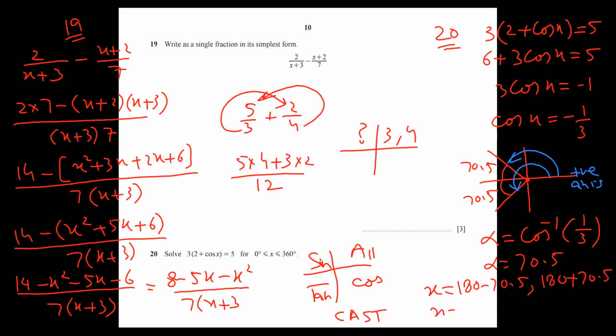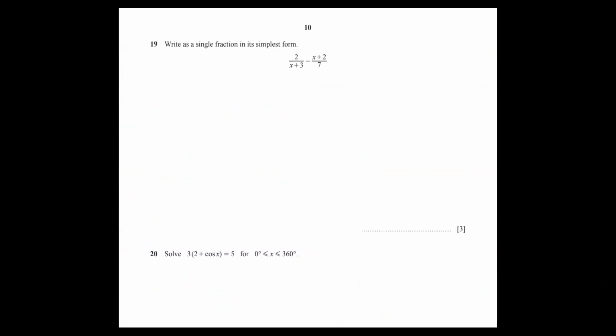So I am getting two answers. 180 minus this, I am getting 109.5. And the second angle I am getting here is 180 plus 70.5, and it turns out to be 250.5. We have to answer to one decimal place, and Alhamdulillah Rabbil Alameen, we have done it. And now I'll go for the next question.